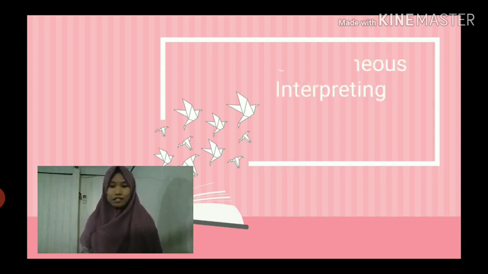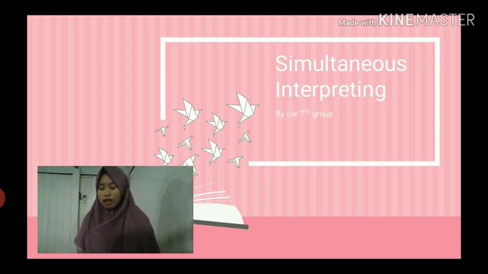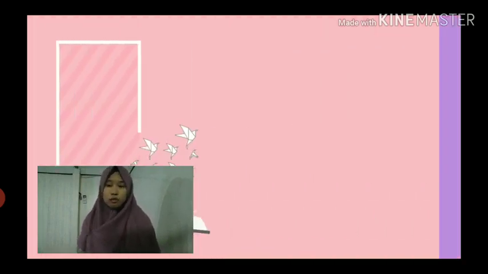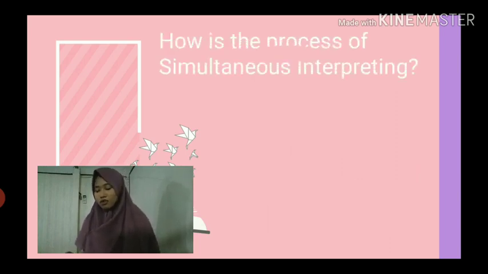Well, today, as you can see from the PowerPoint, I would like to explain one type of interpreting, which is called simultaneous interpreting. What I'm going to explain today is the process of simultaneous interpreting, what we should avoid as the interpreter, and what we need as the interpreter. Okay, so first is the process of simultaneous interpreting.